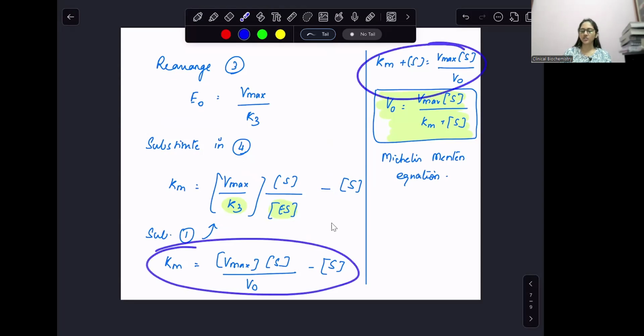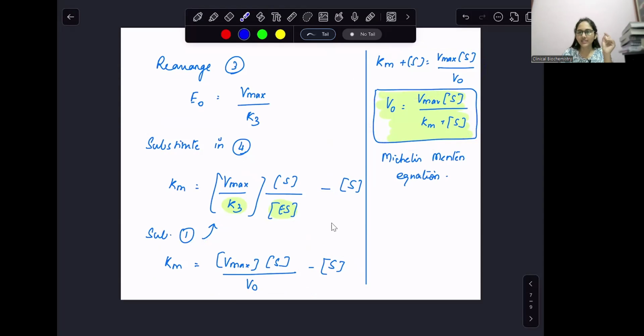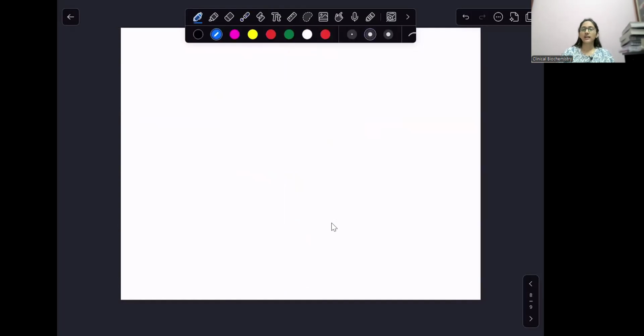Again, you rearrange this and you get the velocity here. So V0 will be Vmax into substrate concentration divided by Km plus substrate concentration. This is the Michaelis-Menten equation. Is it clear? So now let's just understand two scenarios here.